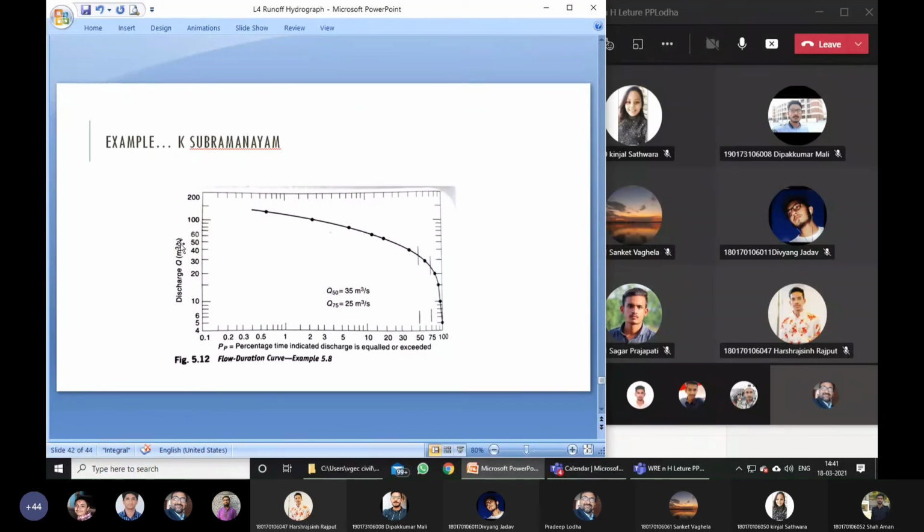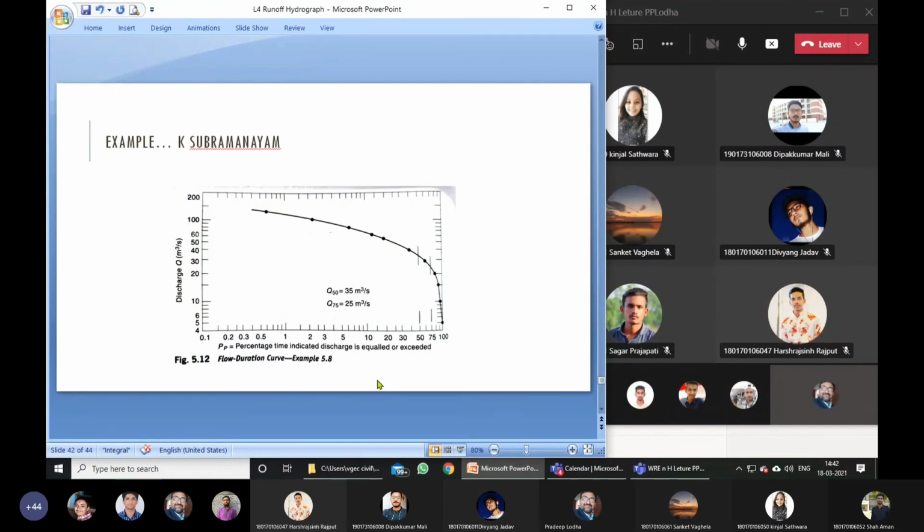Similar example, discharge is on this axis. This is a log graph. You could either draw a simple graph, but if there are so many observations, so many data sets available, then you have to go for a logarithmic graph like this. Discharge is here, and on the x-axis is the PP, that is the percentage probability of getting equaled or exceeded. This is how it is written here.